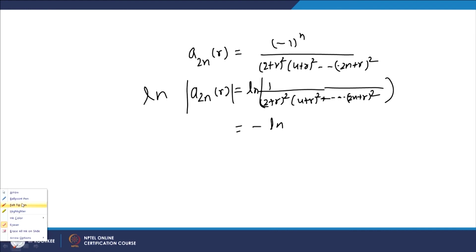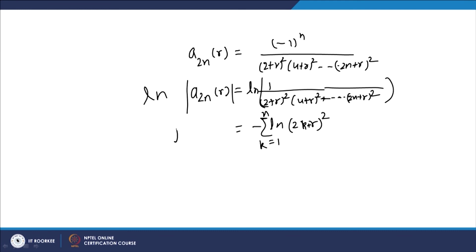So here if we take the ln, the summation will come out. Here you will get the summation of ln of (2k plus r) whole square, where k is from 1 to n. So we can write ln of the modulus of a_2n(r) equal to minus the sum over k equal to 1 to n of ln of (2k plus r) whole square. Is it okay?